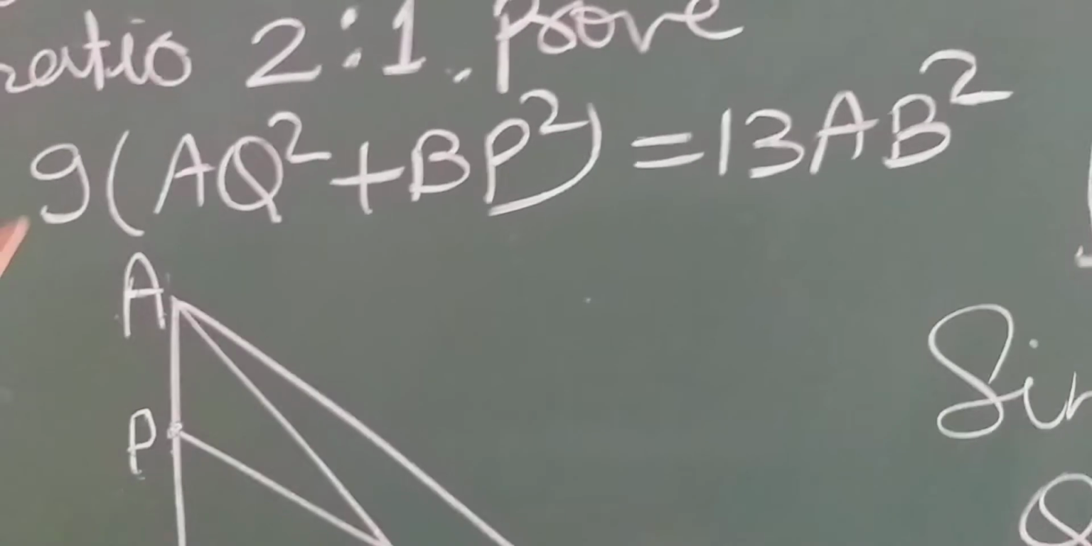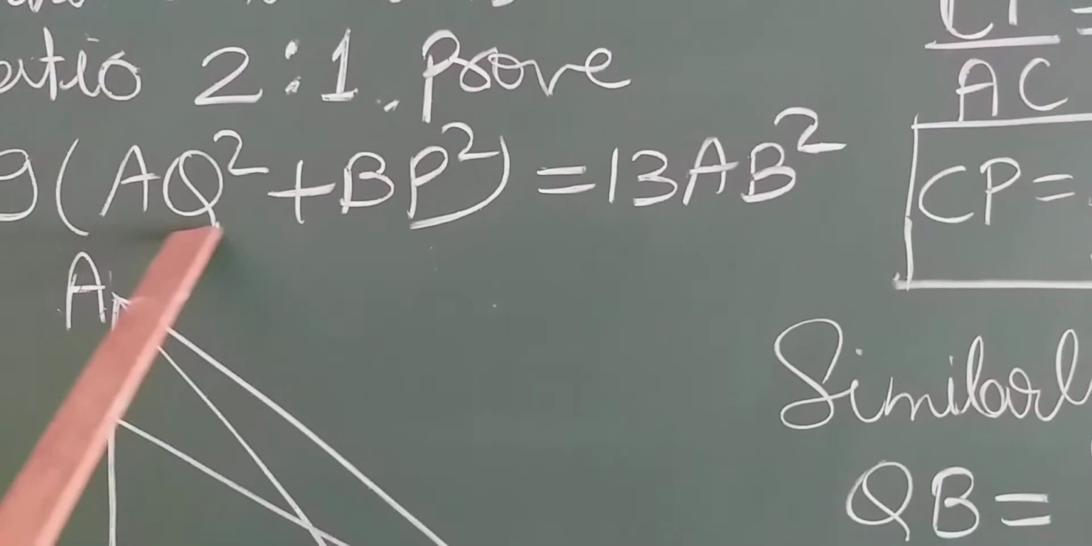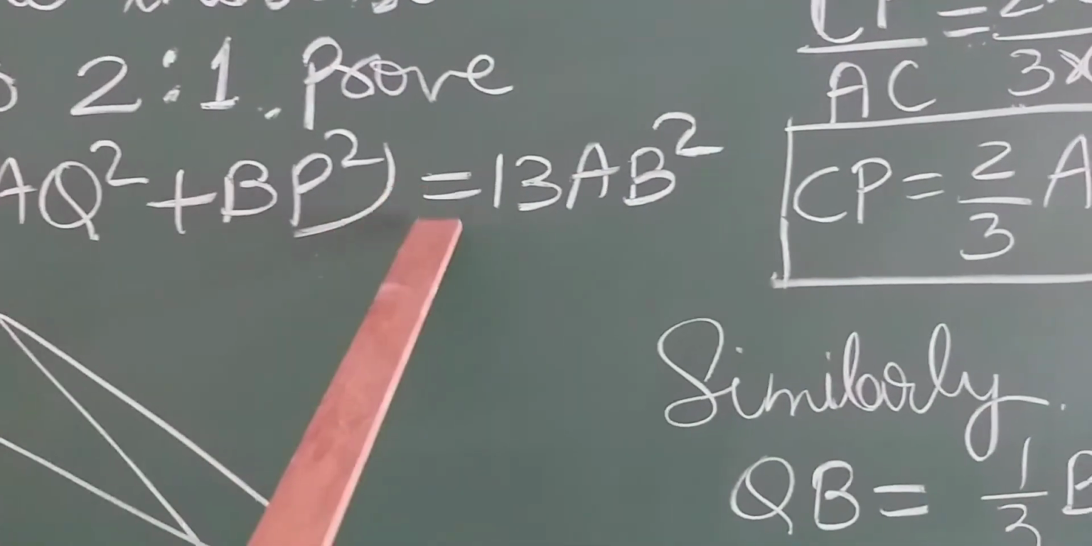So we have got our answer: 9(AQ square plus BP square) equals 13 AB square. This we had to prove.